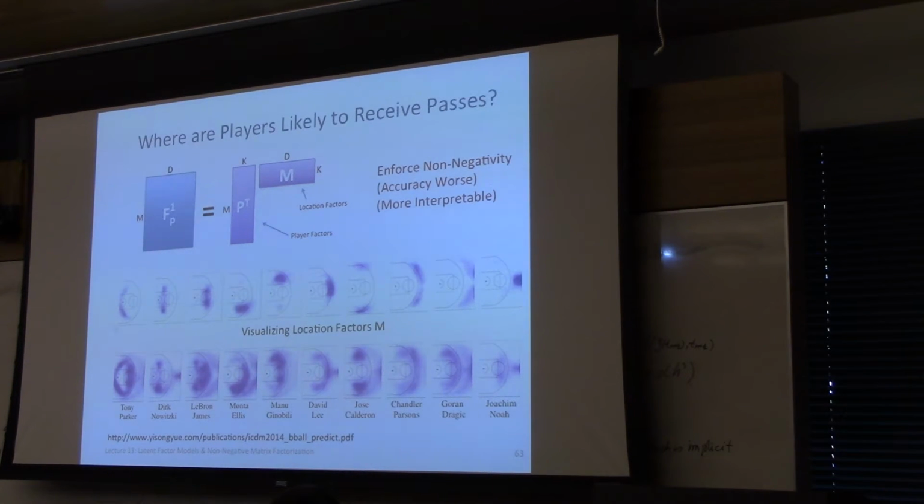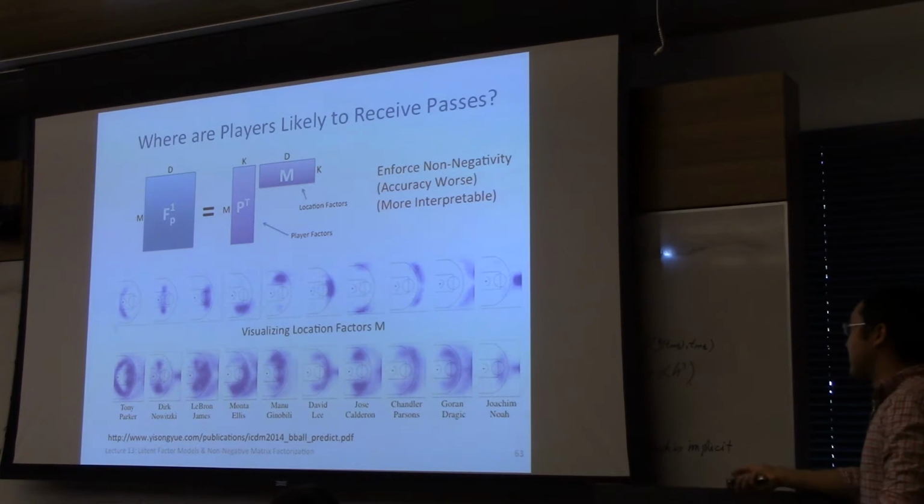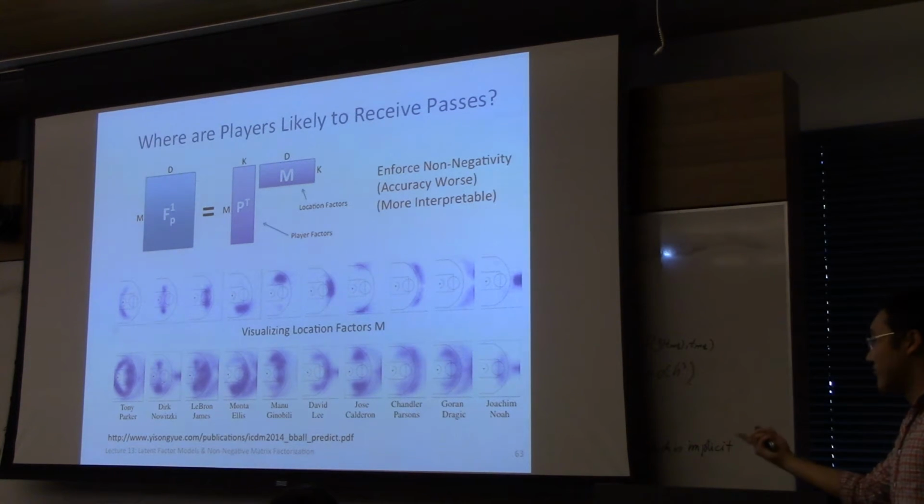So we can do things beyond just passing and shooting. We can ask, say, where do players like to receive passes? And again, most players haven't played that much, so we could again take a latent factor modeling approach. And so these are the 10 factors, so k equals 10 here, of archetypes of common places where players like to receive passes, and these players here represent a linear combination of these.